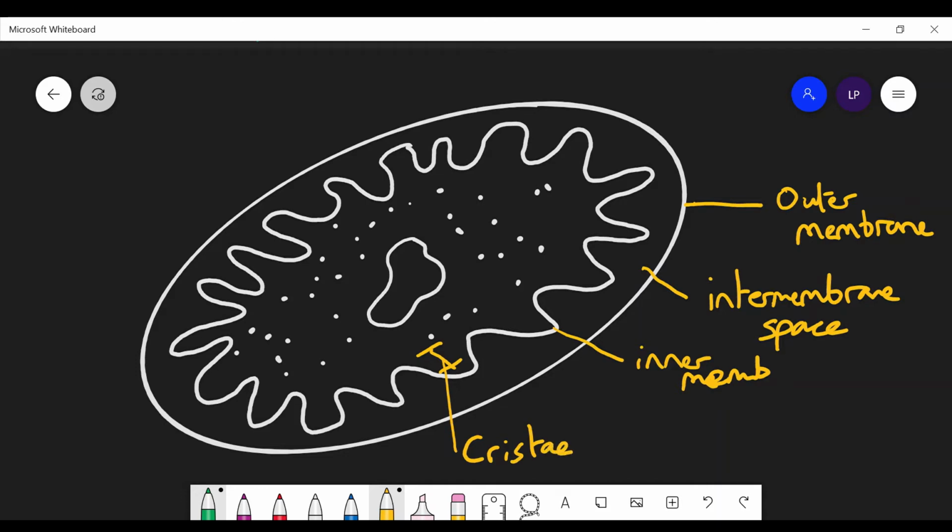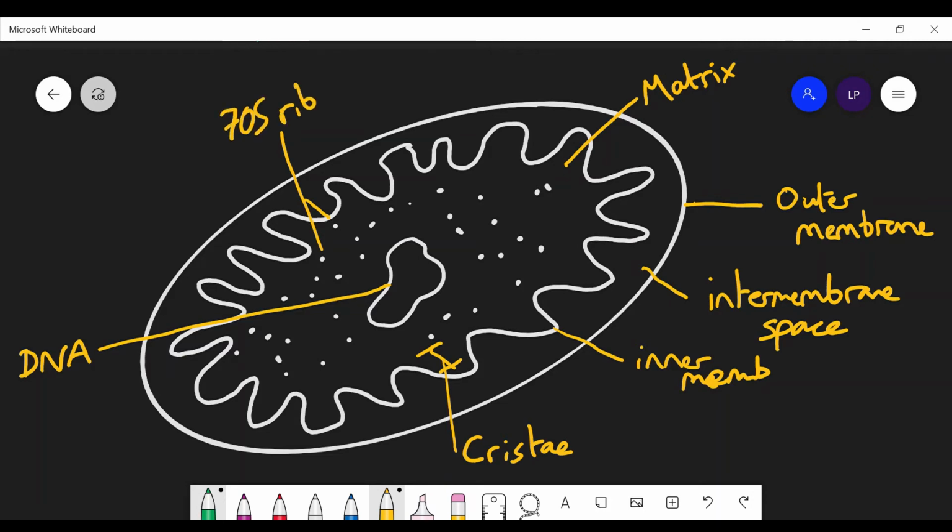The cytoplasm within the mitochondria is known as the matrix, and it has its own DNA, as I mentioned. And this DNA is very much like prokaryotic DNA. It's circular and single loop, and it has no histones. Then the ribosomes that are found in the matrix are 70S ribosomes. And these are used to make all the enzymes and parts that are required for aerobic respiration.